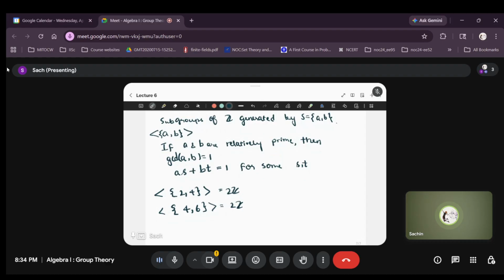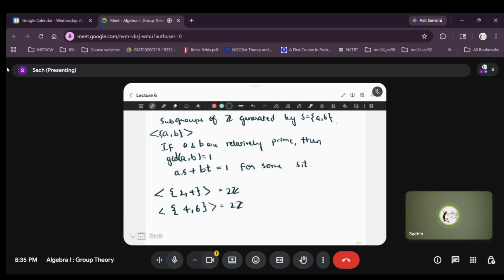Because now you see all the things are coming together. By definition of GCD, GCD is the smallest positive number that can be written as a multiple of one number plus a multiple of the other number. So if you're talking about the set containing all the multiples of 4 and 6 and their sums and whatnot, then obviously the GCD will be part of that.